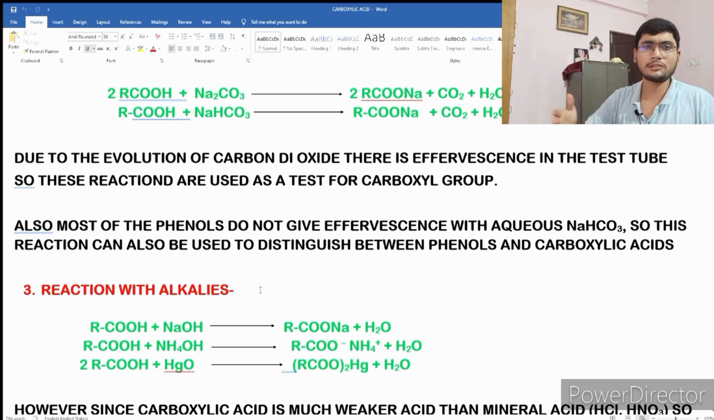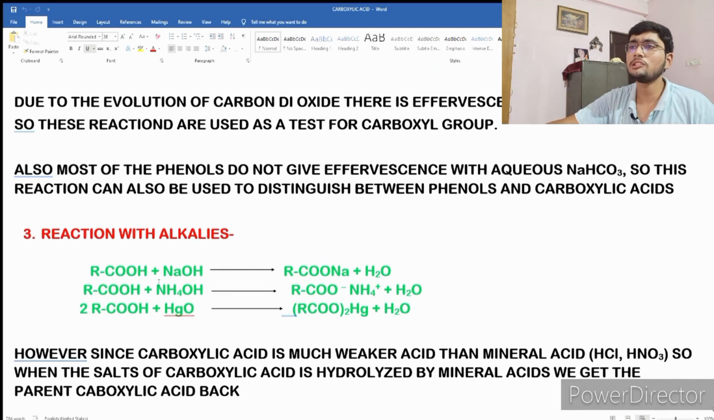So till now we have reacted carboxylic acid with different types of bases. Now here also we will react with some other bases, because if we talk about the reaction of the carboxyl group due to its hydrogen atom, there is only one type of reaction, that is an acid-base reaction. So here also we are going to react carboxylic acid with different types of bases. Like you see, there is a carboxylic acid and I have reacted it with sodium hydroxide. So what will happen is a sodium salt of carboxylic acid will be formed and water will get evolved.